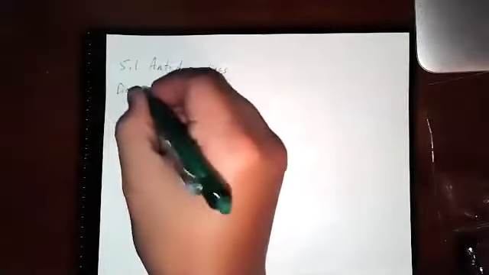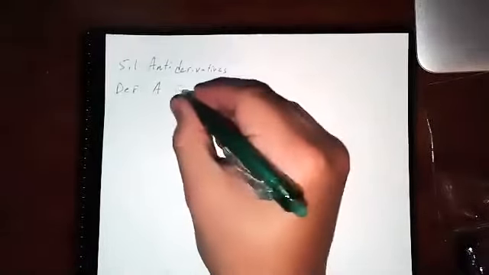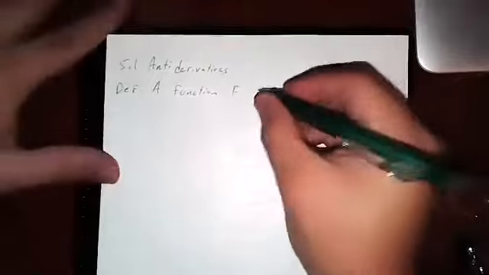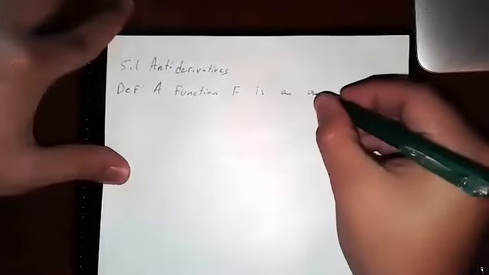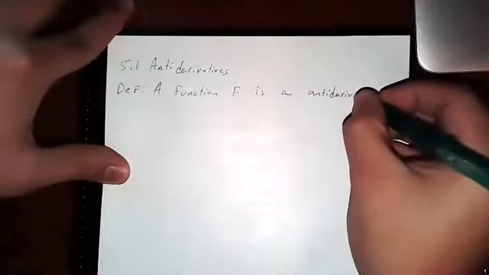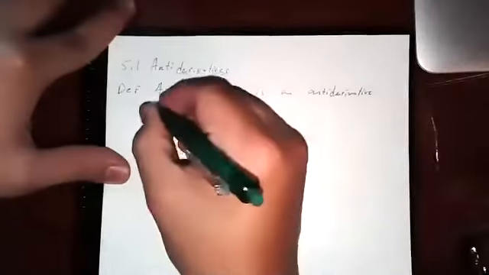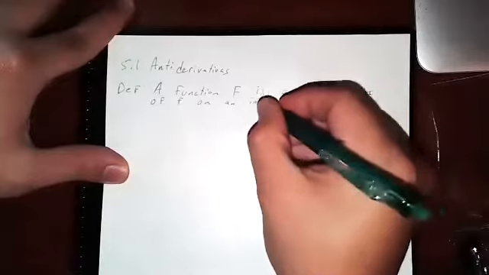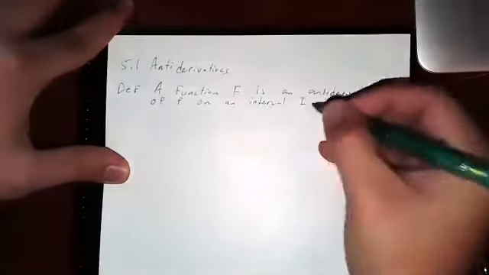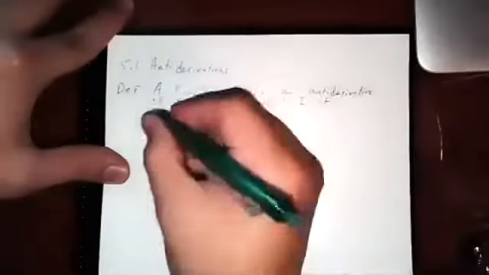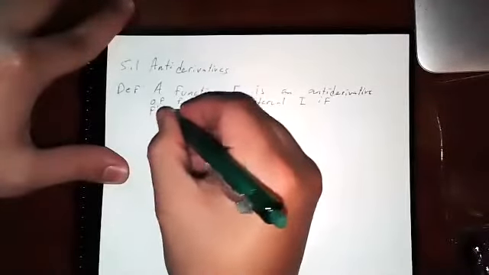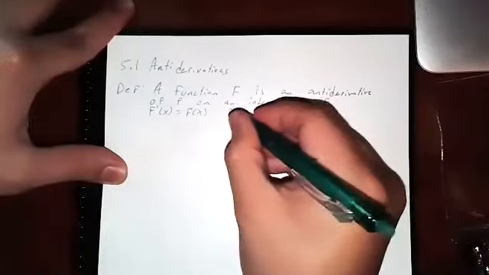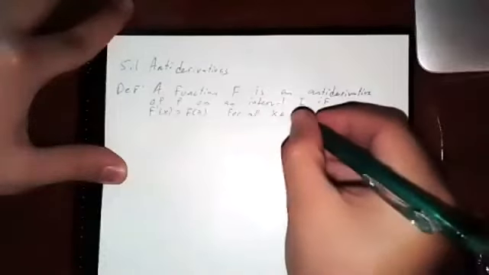Here's the first definition. A function, capital F, is an antiderivative of f on an interval I if F prime of x is equal to lowercase f of x for all x in I.